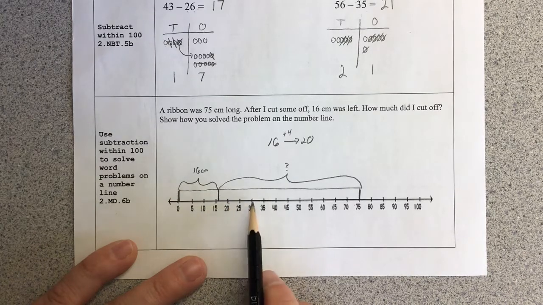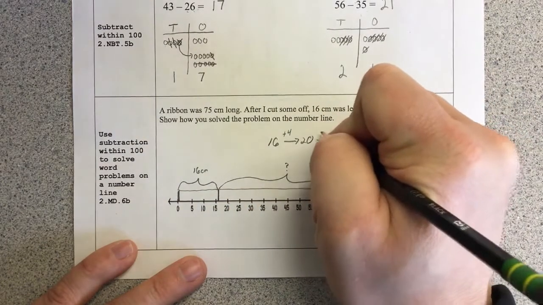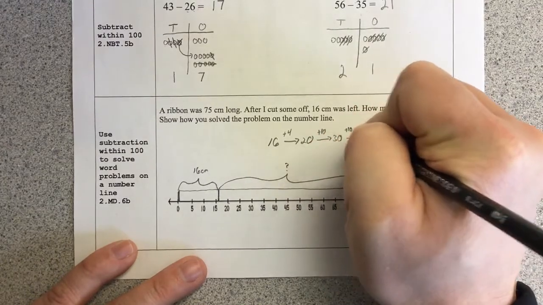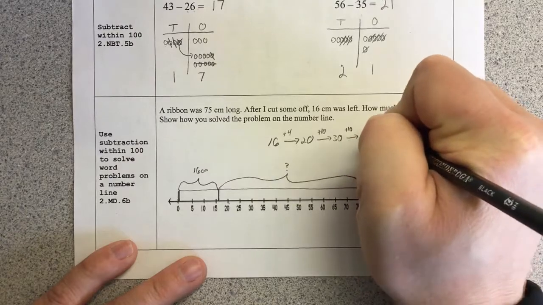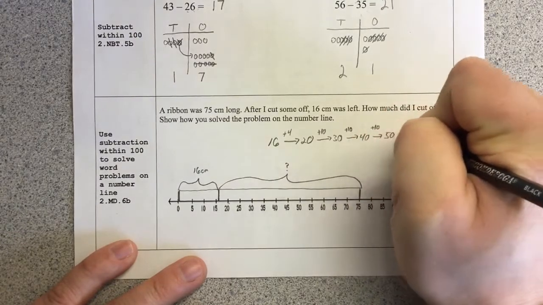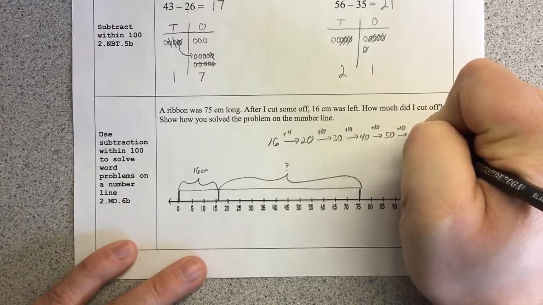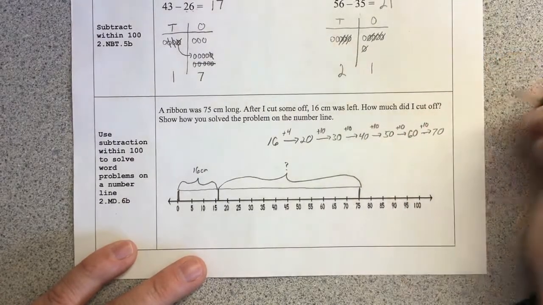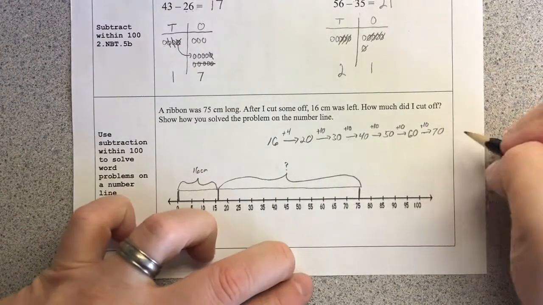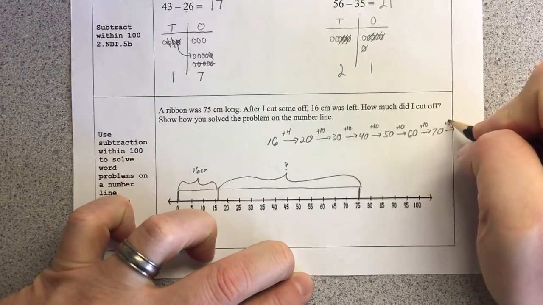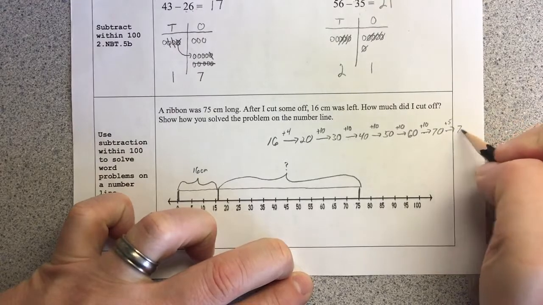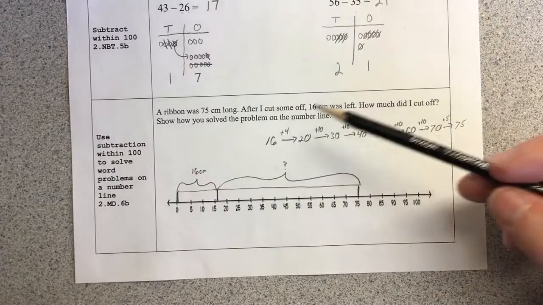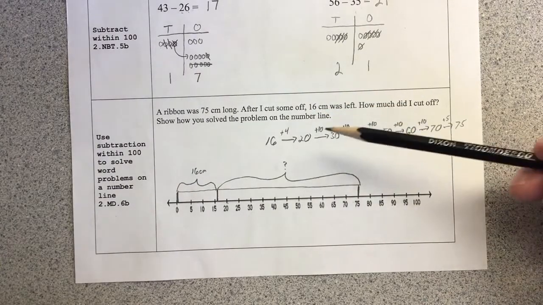And now I'm just going to simply count by my 10s. So 10 more, 30, 10 more, 40, 10 more, 50, 10 more, 60, 10 more, 70. So I'm all the way to 70, and now I just need 5 more. That's 75. So remember, this is the arrow method or arrow way.